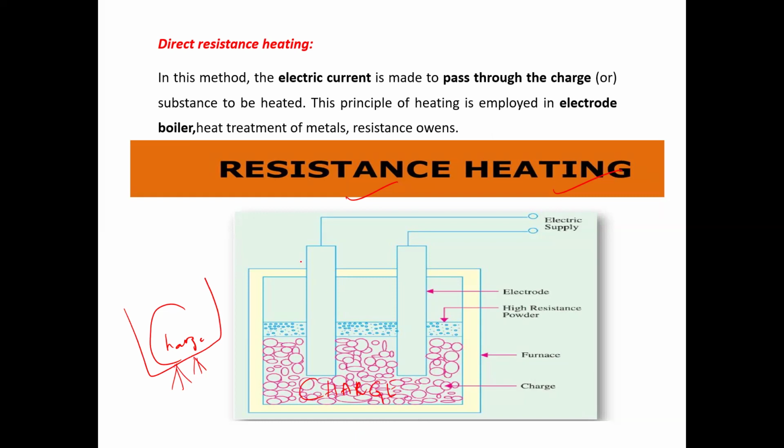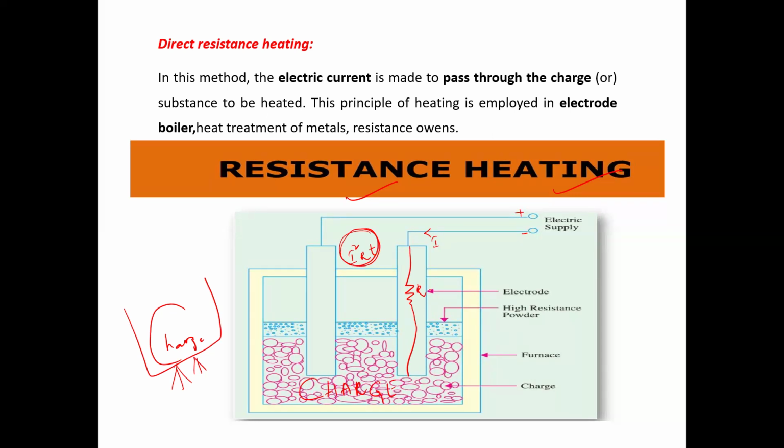Choose two electrodes like this and give it some electric supply, and it can pass current across this one. Inside the part we can have some resistance element, and we can create some sort of Joule's law of heating, I squared R T. With the help of this Joule's law of heating, I can heat this particular charge.